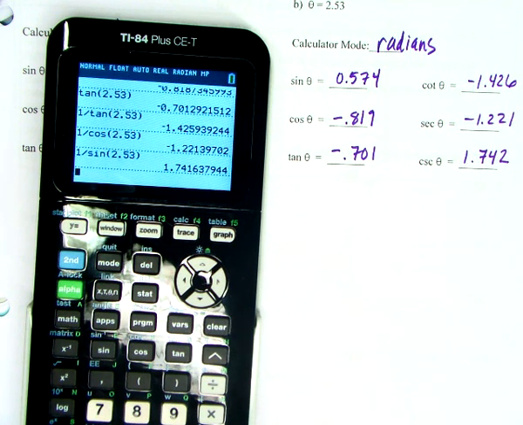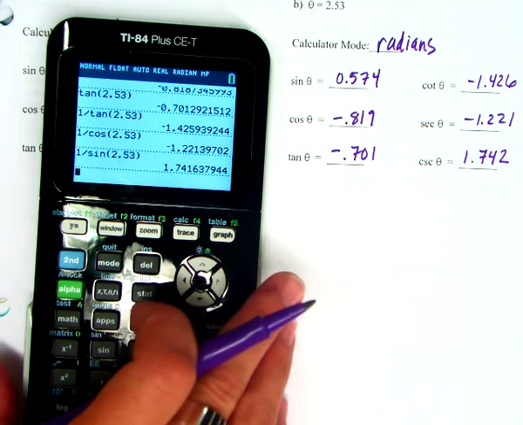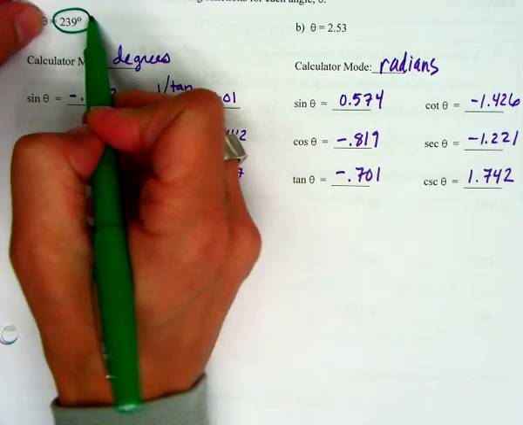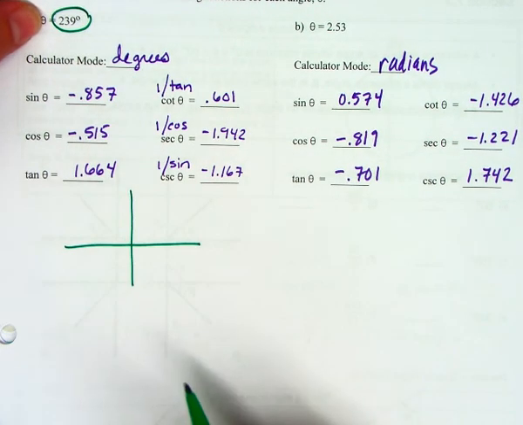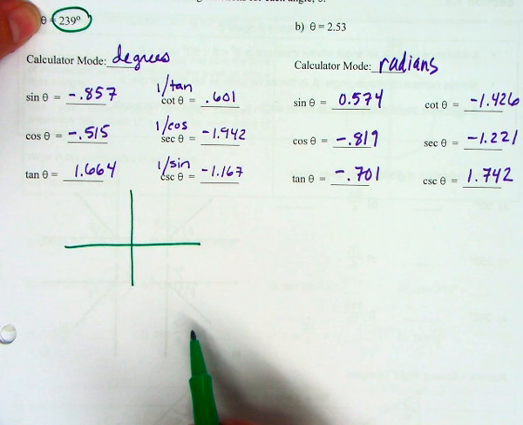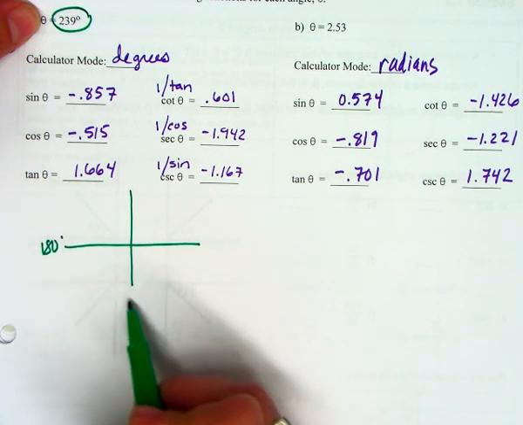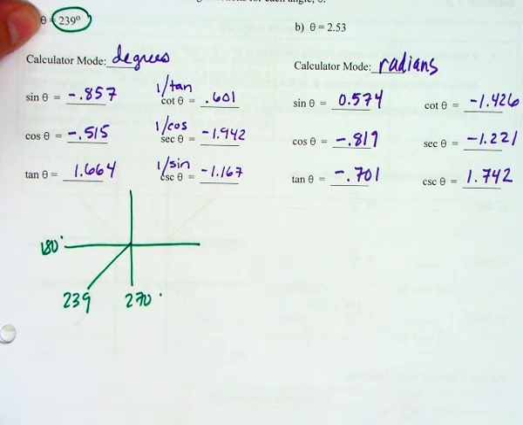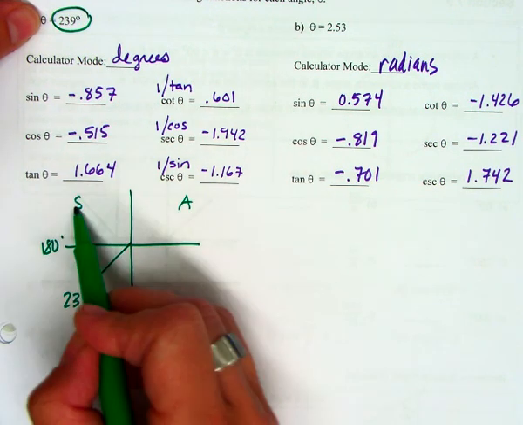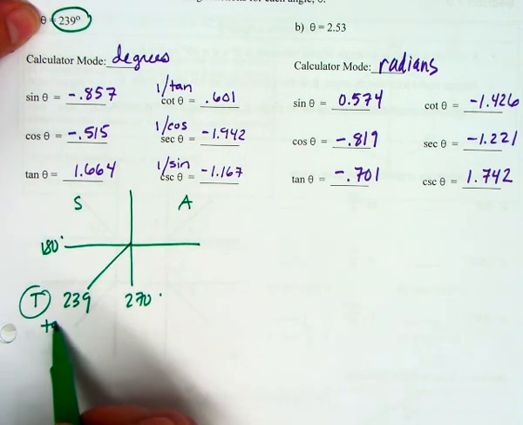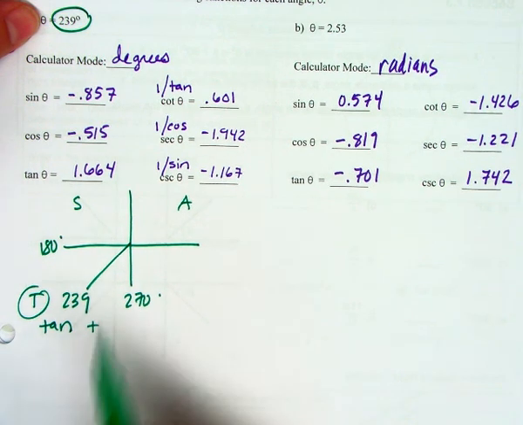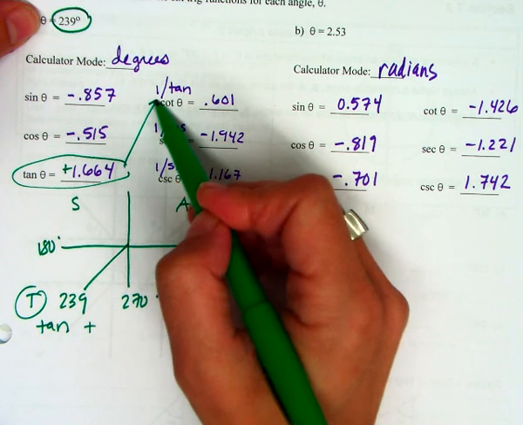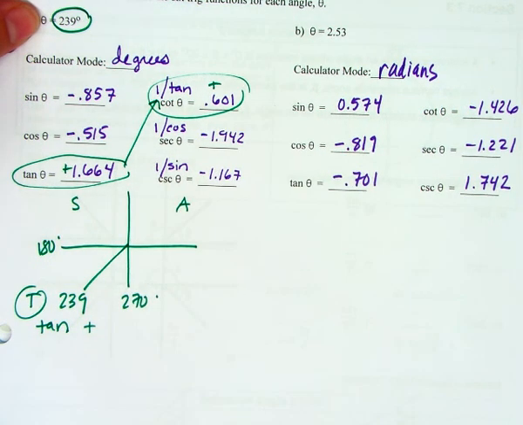Let's talk about the positives and negatives here. We just talked about All Students Take Calculus. So let's go back to this first one, 239 degrees. Where is that? What quadrant? Yeah, quadrant 3, right? Because this is 180, this is 270. So 239 would be somewhere over here. So All Students Take, tangent should be the only one that's positive. We'll look up here. Oh, look, tangent was positive, and its reciprocal, cotangent, was the only one positive.